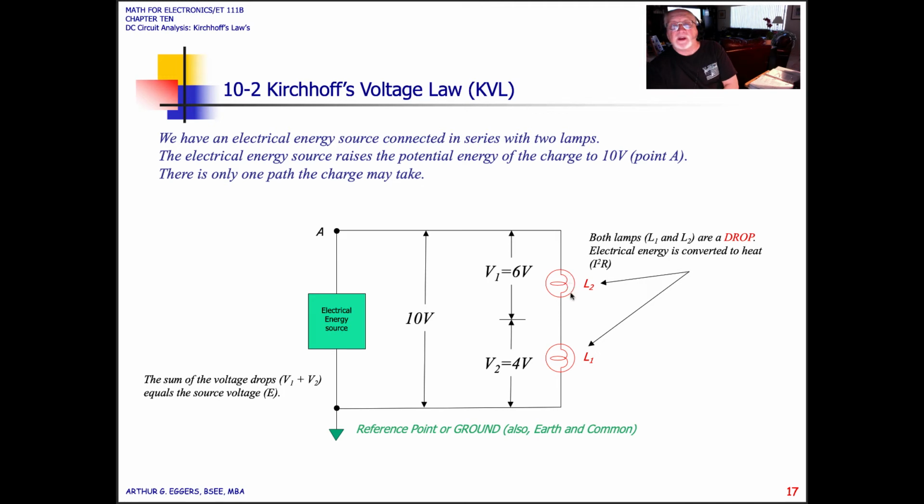So the lamps L1 and L2 become a drop. They are essentially a resistance in this circuit. Each one will drop an amount. Well, if I have 10 volts total, and we say that lamp number 1 drops 4 volts or 6 volts, then by default, lamp number 2 has to drop the other 4 volts.